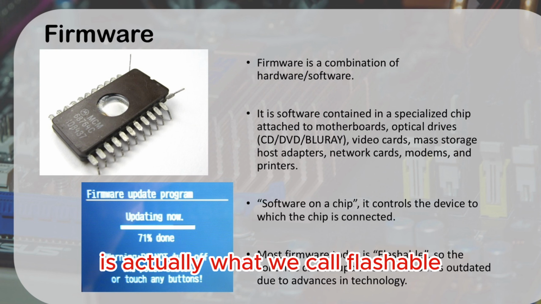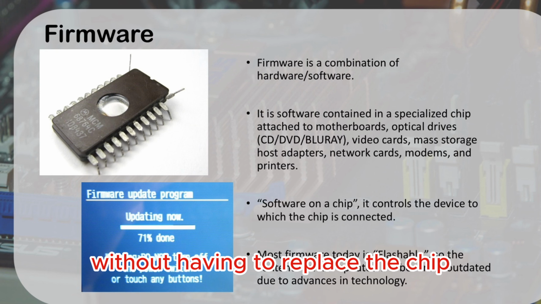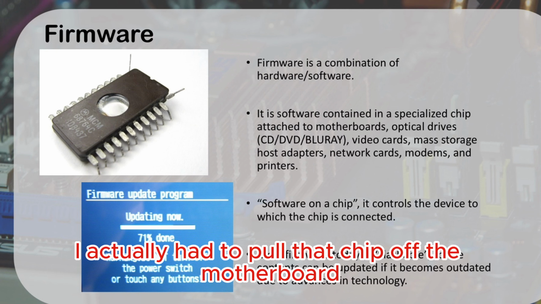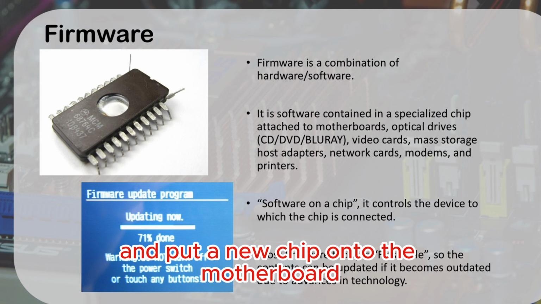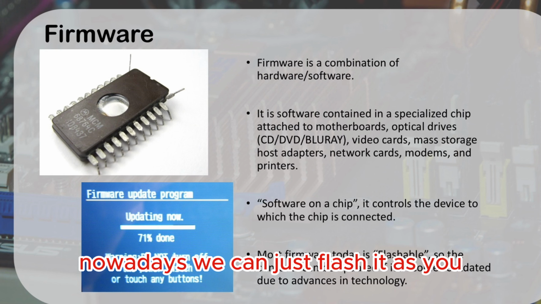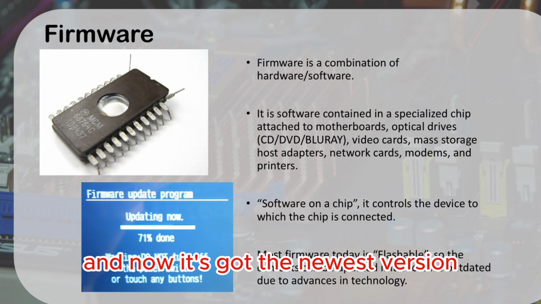Most firmware today is what we call flashable, meaning that we can upgrade that software on that chip without having to replace the chip. In the old days, if I wanted to upgrade your BIOS, I'd pull that chip off the motherboard and put a new chip onto the motherboard. It required soldering, and it was a real pain. Nowadays, we can just flash it, as you can see in the lower left corner there, and it'll update it, and now it's got the newest version.